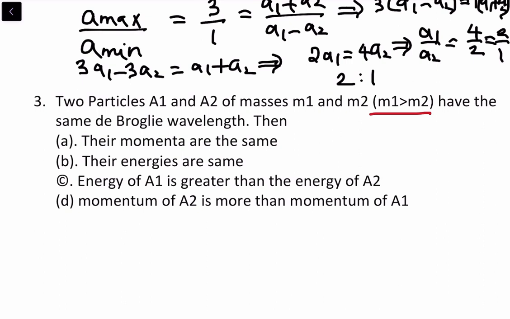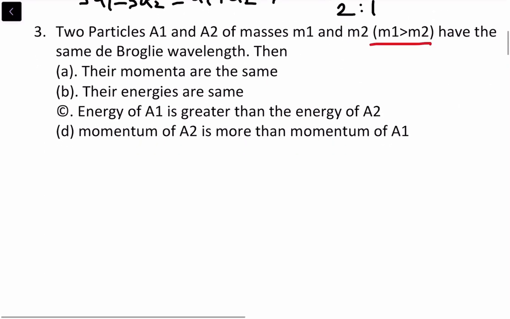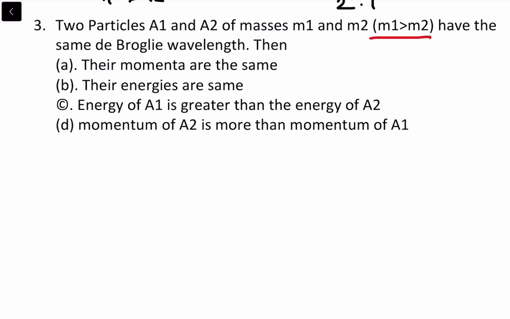So let us solve this problem. What they have given here, there are two particles which are A1 and A2. We have to see now how we can solve them. Let us go and solve it now. I'll go a little down and solve from here. Now if you can think, de Broglie wavelength lambda is equal to h by p.